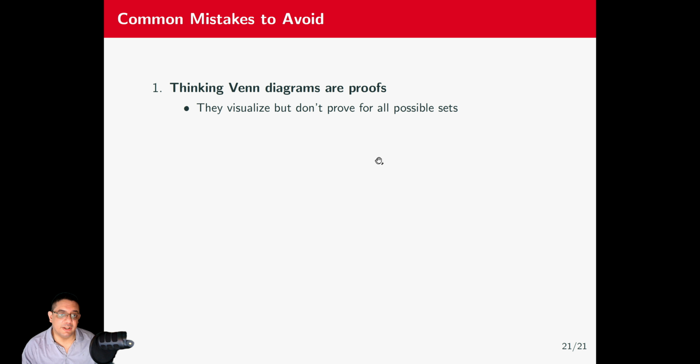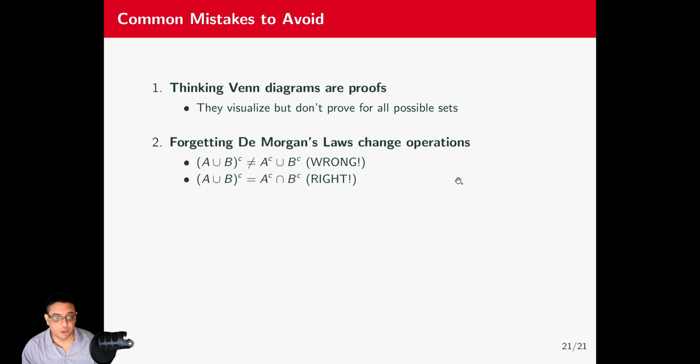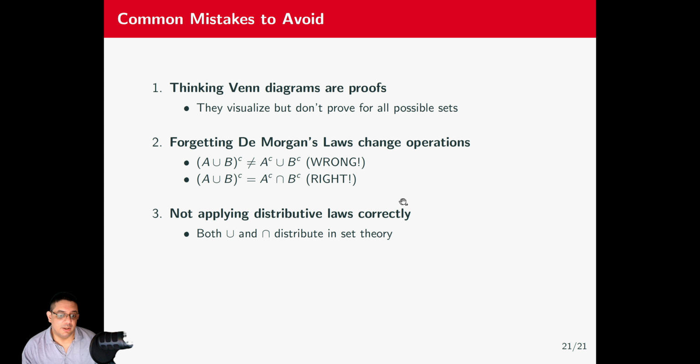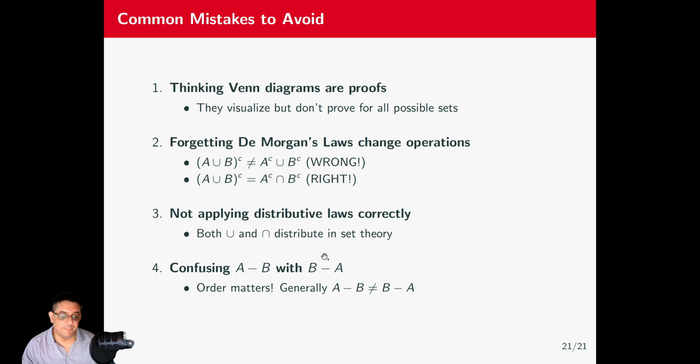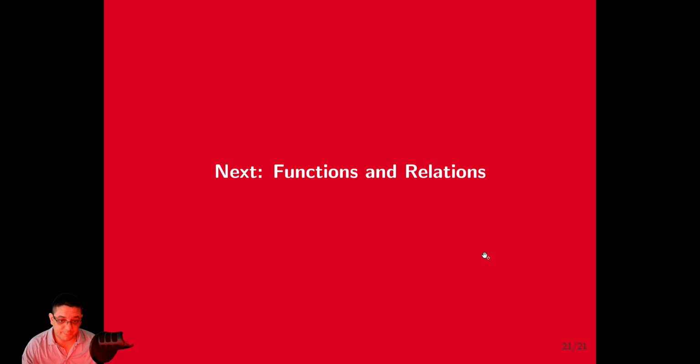Once again, the common mistakes to avoid: thinking that Venn diagrams will work as proof. You want to be very careful when you're using De Morgan's law about not changing operations. The complement changes operations from union to intersection and from intersection to union as well. You want to be careful when applying distribution; both union and intersection distribute in set theory. And you want to be careful not to confuse A minus B with B minus A. The order is going to matter here a lot.